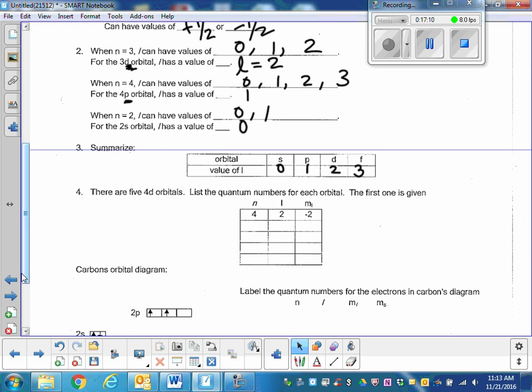Okay, guys. I will post an answer key to quantum numbers here. I need you to practice this a little bit more.